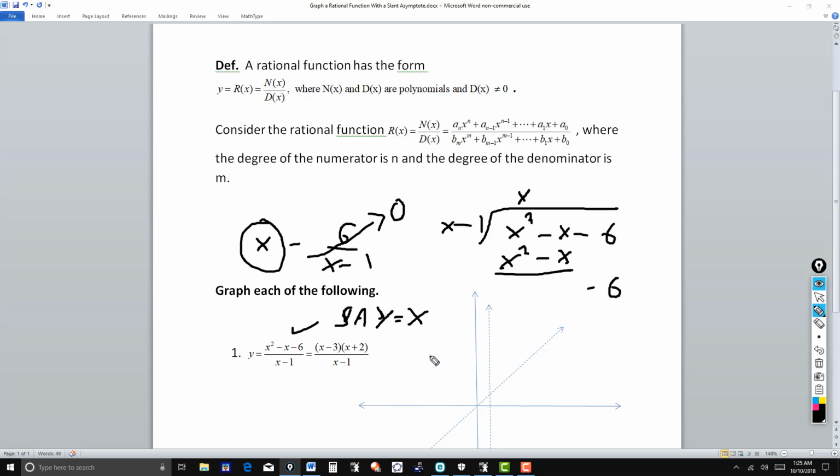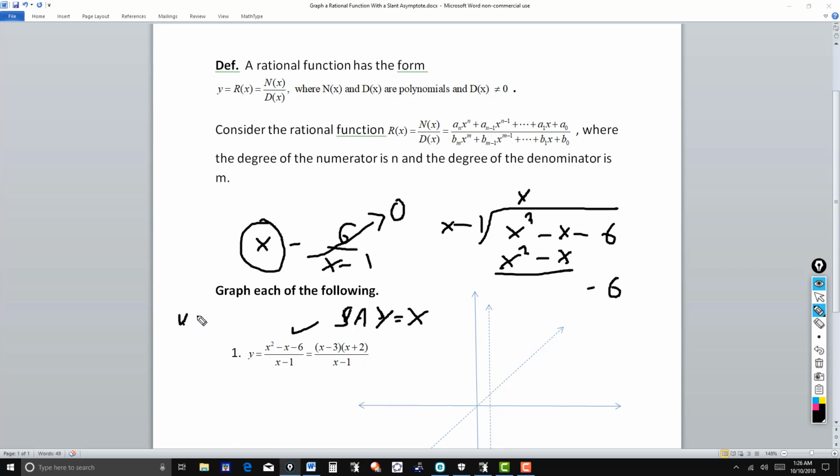And I already have it drawn here, this one right here. Let x be 0, you get 0. So that slant asymptote passes through the point 0, 0. Let x be 1, you get 1. So this is the point 1, 1. There it is. We don't have a horizontal asymptote.